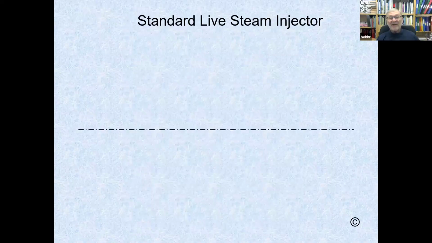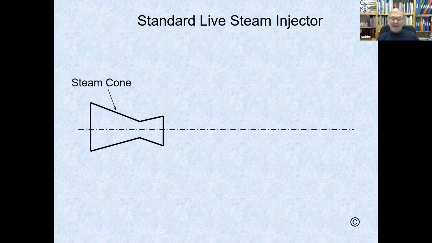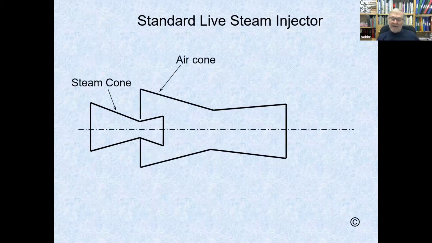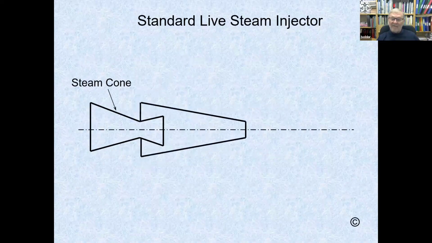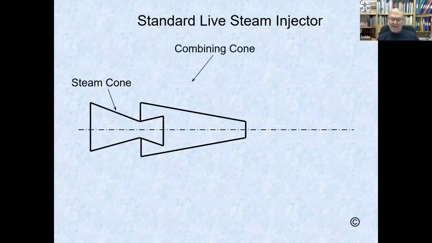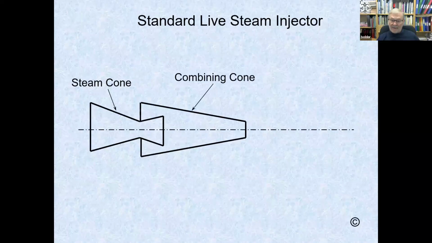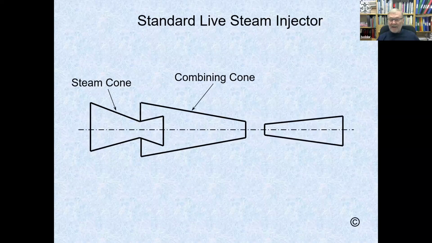standard life, I say standard, but this is more like the model ones, but the live steam ones are much the same, exactly the same principle, in fact. So here's our convergent divergent nozzle, and we call that the steam cone. And here's the air cone from the ejector, which we will now replace with a convergent cone. And that is called the combining cone. And at the other end is the delivery cone, which is a diverging nozzle. So that is the basics of your injector.